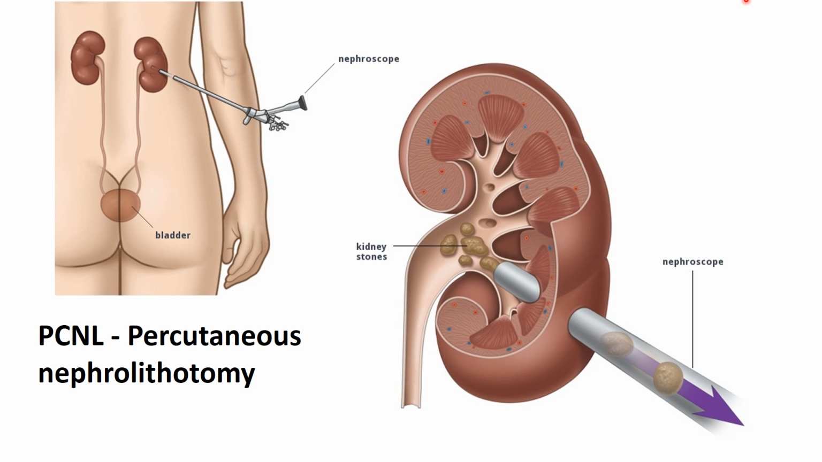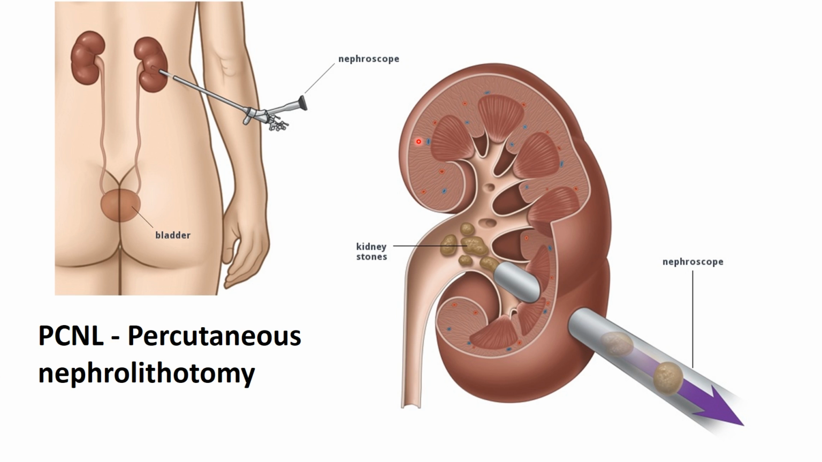So swiftly moving on to the PCNL, or percutaneous nephrolithotomy. So percutaneous means to go through the skin, and nephrolithotomy means the removal of kidney stones. So nephro stands for kidney, and litho means stone, and otomy, removal of.